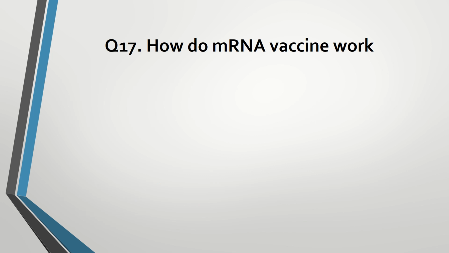How do messenger RNA vaccines work? Firstly, you have to know what messenger RNA vaccines are. Messenger RNA vaccines are those vaccines that contain the messenger RNA of a virus or a bacteria. For that vaccine, they have the messenger RNA.